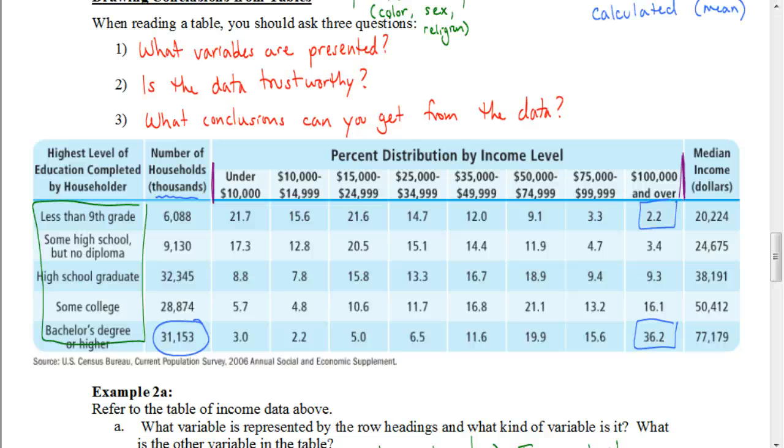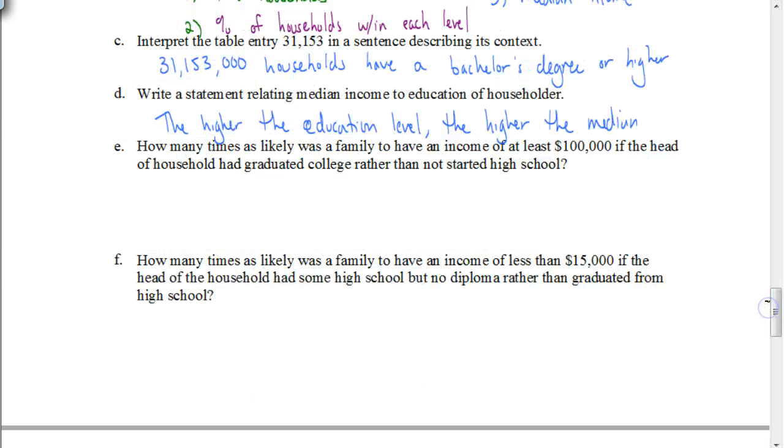If we want to figure out how many times more likely they are to have an income of $100,000 or over, we would take and divide these two values. I'm going to take the 36.2 divided by the 2.2. If I take 36.2 and divide that by 2.2 to figure out how many times more likely it is for them to make $100,000 or more, when I do that, I get 16.5.